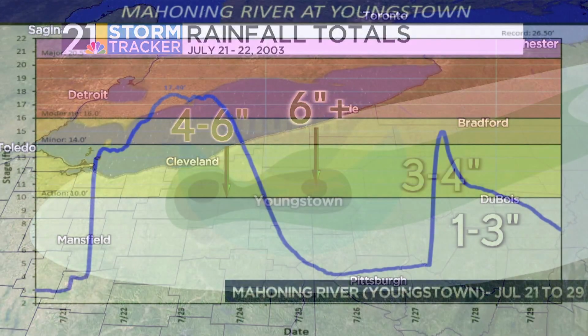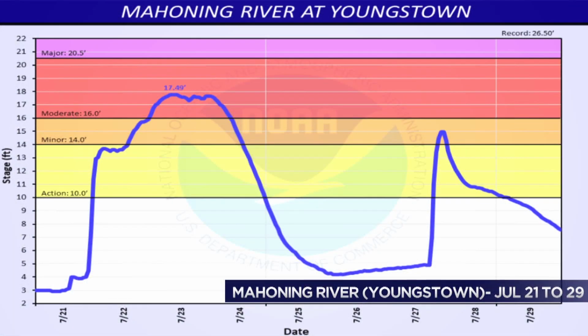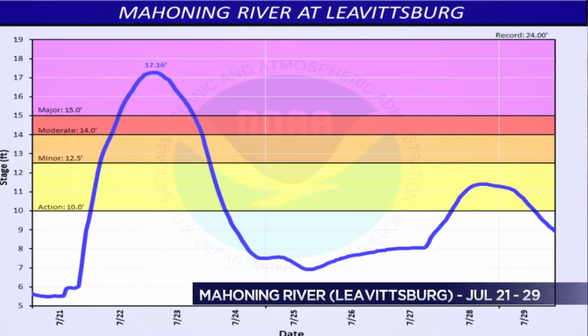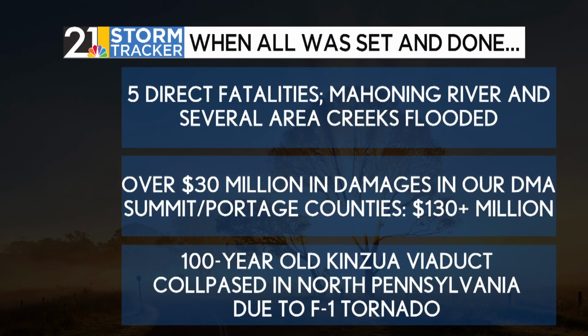So the Mahoning River entered a major flood stage at Leavittsburg, prompting evacuations in Niles and Warren, and it was the 3rd highest crest the river has ever seen in recorded history. Homes were flooded 4 feet or more, and several buildings on the YSU campus were damaged. $30 million in damages were seen in the 5 counties surrounding Youngstown, and even more damage occurred outside of the valley. The Kinsman Bridge, a 103-year-old viaduct in northern PA, fell victim to an F1 tornado, completely destroyed.